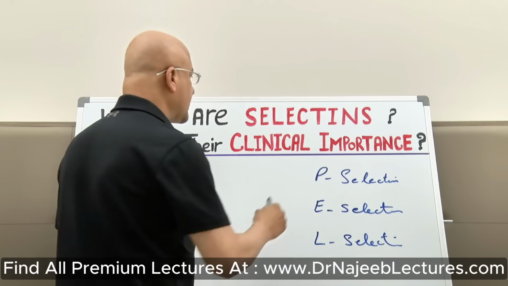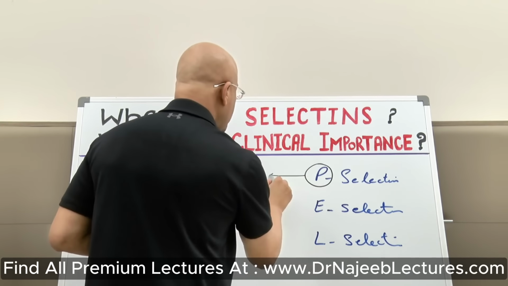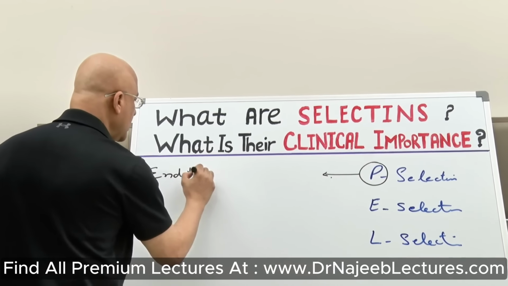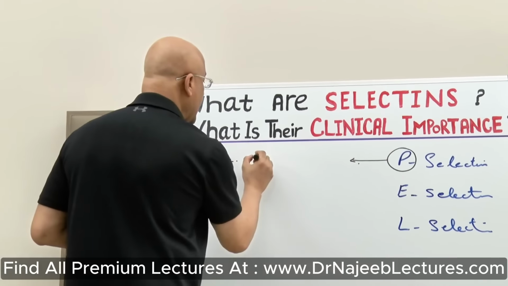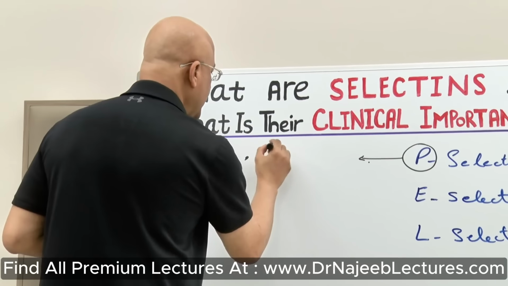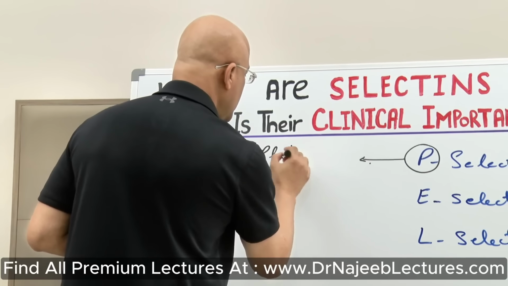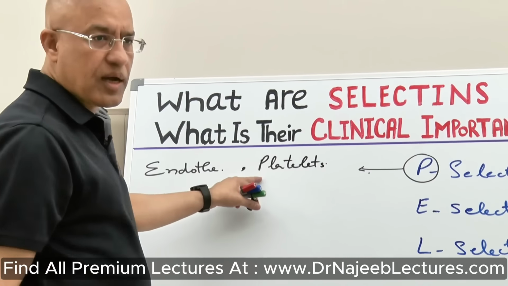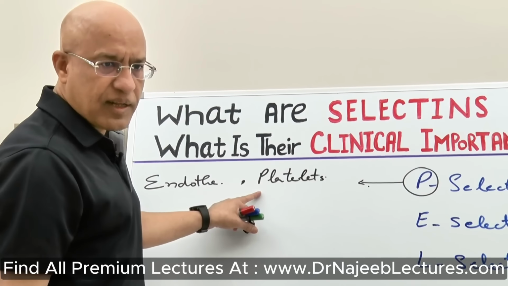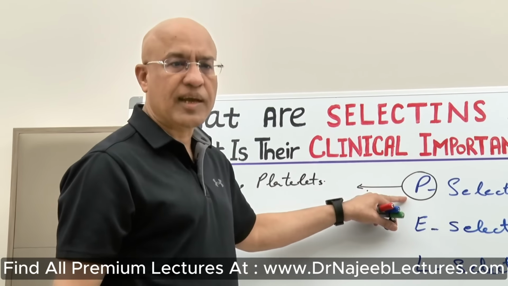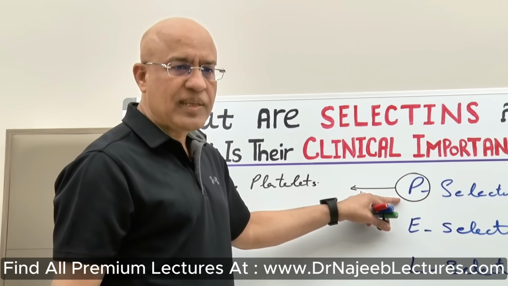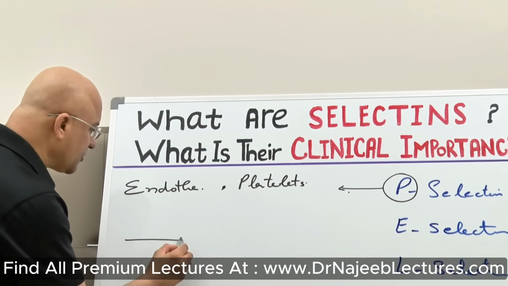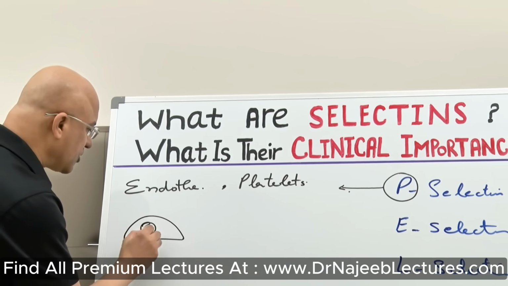For example, P selectins. P selectins are primarily expressed on endothelial cells, plus they can also be expressed on platelets. Because they were originally discovered first of all in the platelets, that's why they are called P selectins, right? P selectins are present within the endothelial cells. For example, this is an endothelial cell, this is its nucleus.